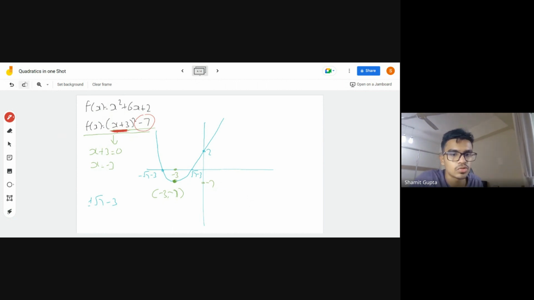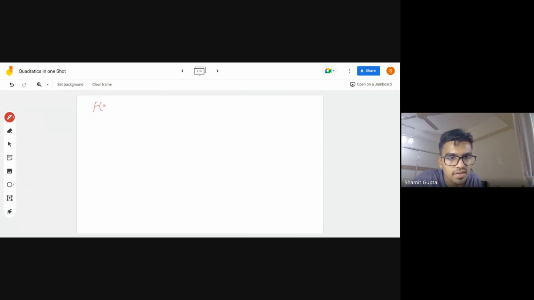Okay, so you want an example? Let's take the negative of this. f(x) equals minus x squared minus 6x minus 2. I'm taking the negative of the whole thing. Let's factorize the negative out: negative of x squared plus 6x plus 2.